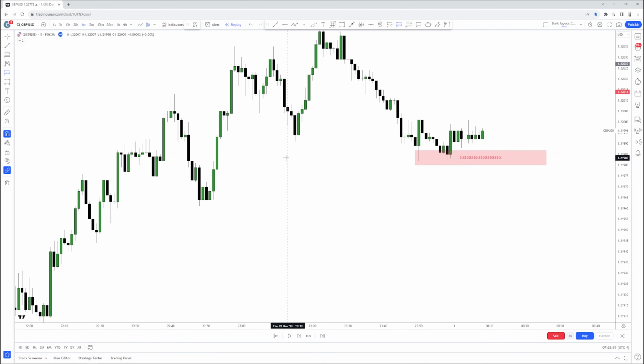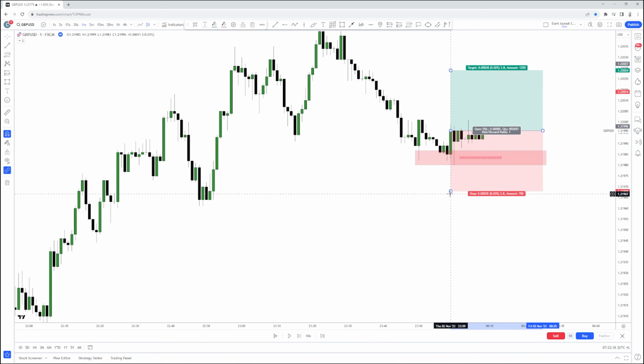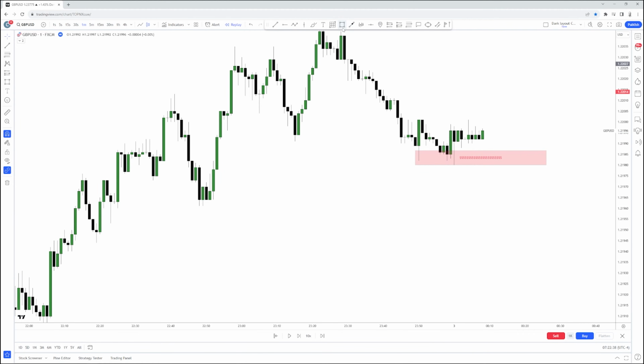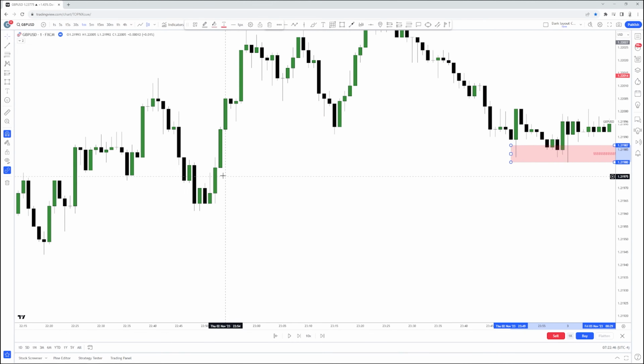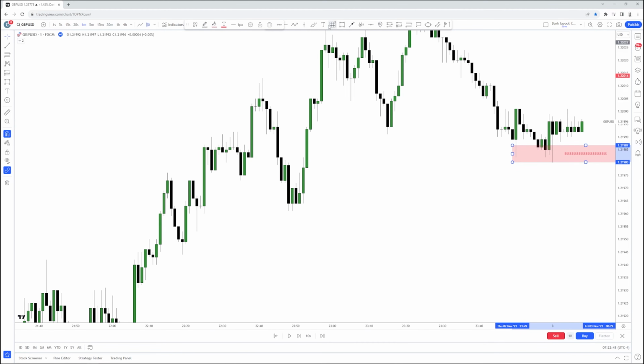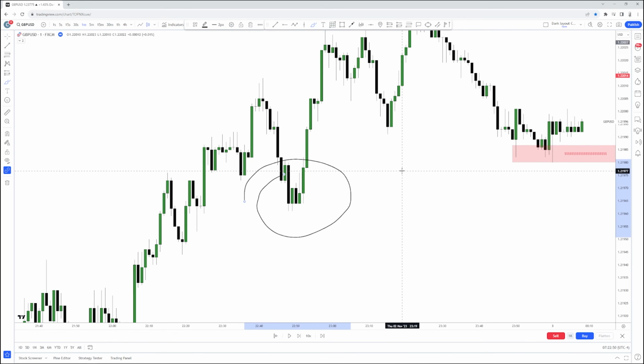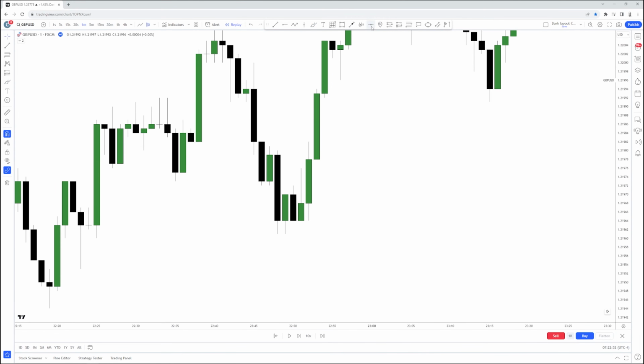So the premise is that people who see this one as a support area are already buying. What you are actually doing is waiting for an additional penetration, but you are combining it with the concept of fair value gaps. What do you see here at the bottom of this movement right here? This is this movement right here.